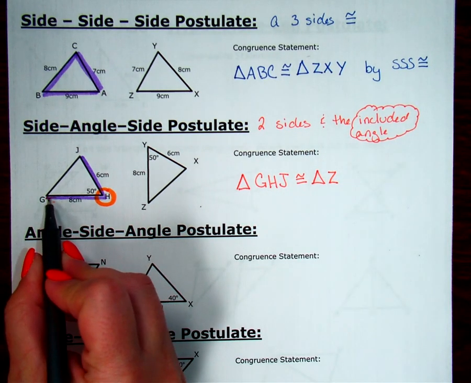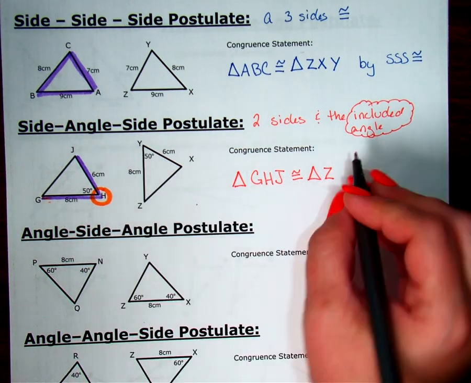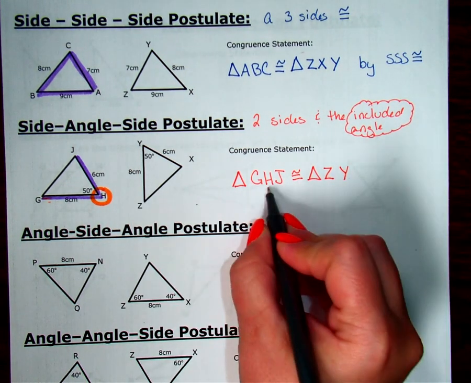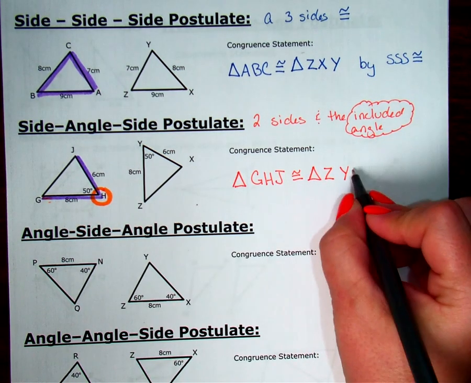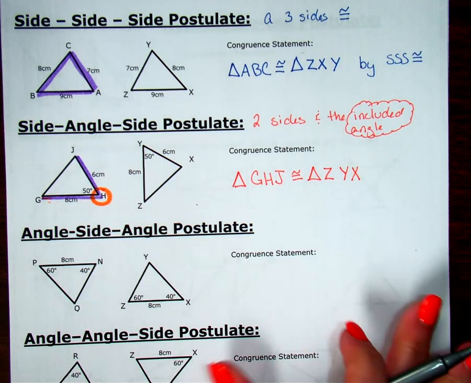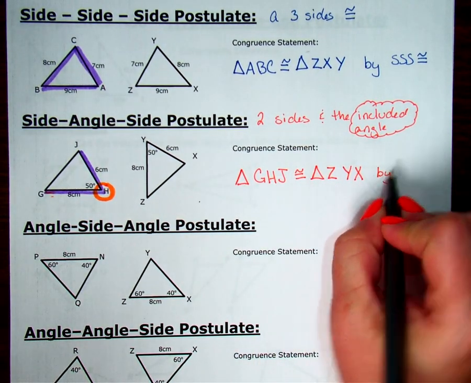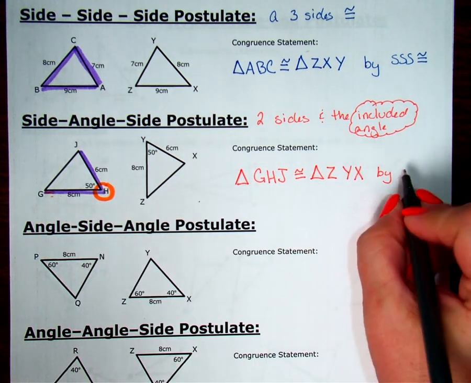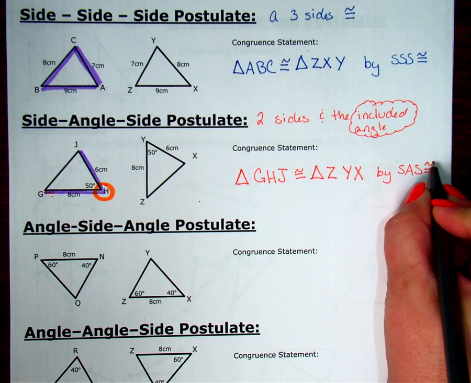And then from G, I went to H, so I went across the 8. So from Z, I'm going to go across the 8 up to Y. And notice H and Y are both my 50-degree angles. And then I'm going to end at X. Okay? And we can say that these triangles are congruent by the side angle side, or we say SAS congruence.